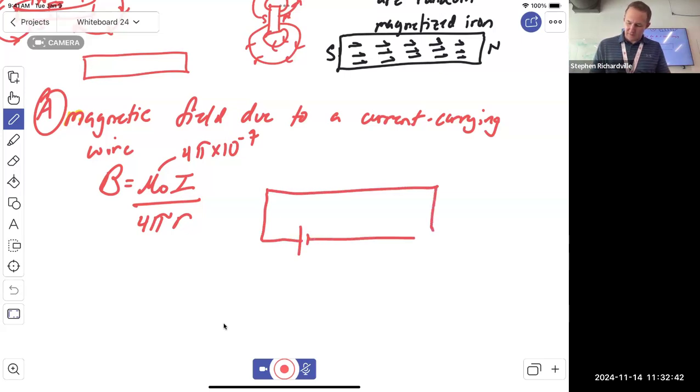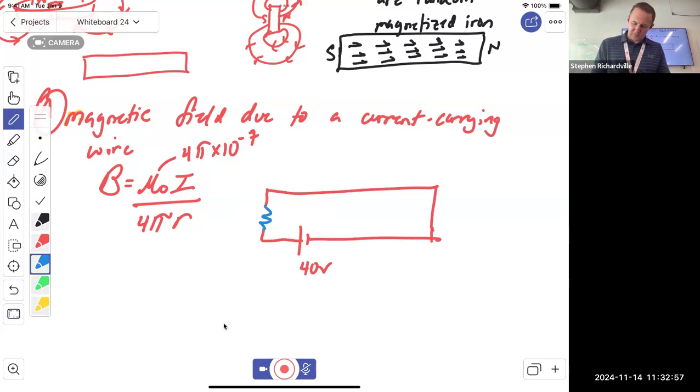say I've got a 40-volt battery. I'm just going to put on one little resistor here. And just for super simplicity, I'm going to make that 2 ohms. And I want to know what the field is. Remember in the magnetic field.